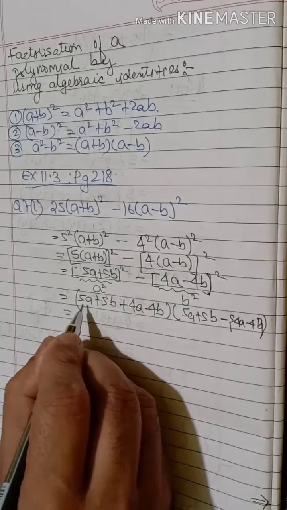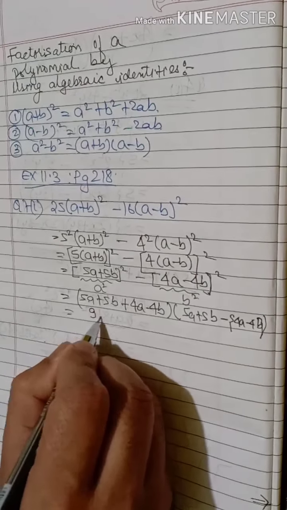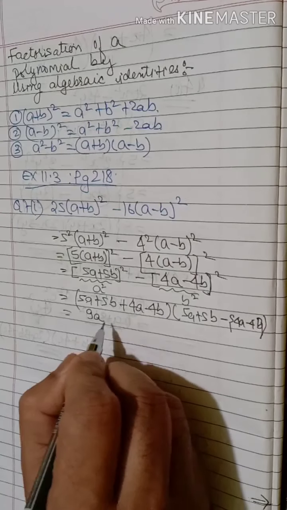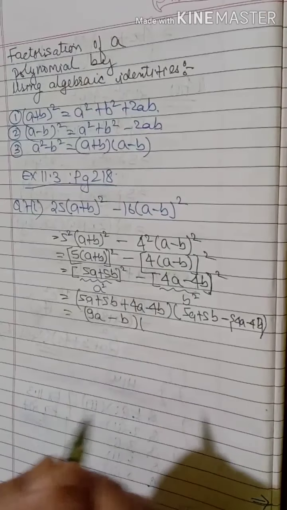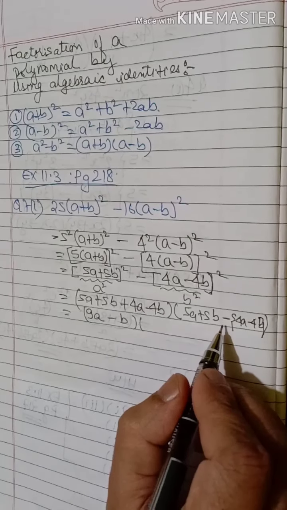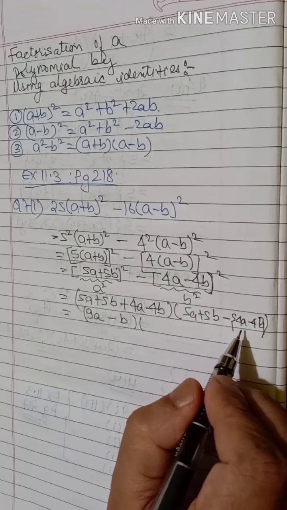So 5a plus 4a will give us 9a. 5b minus 4b will give us 1b, or simply b. Now, since there's a minus sign here, this minus sign will multiply inside the bracket.